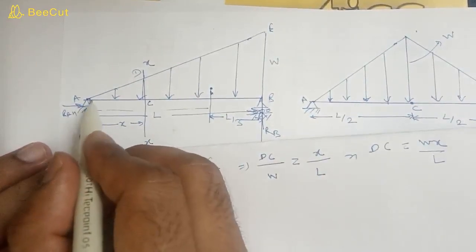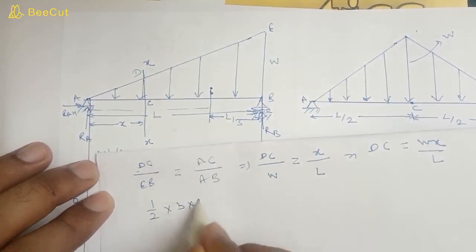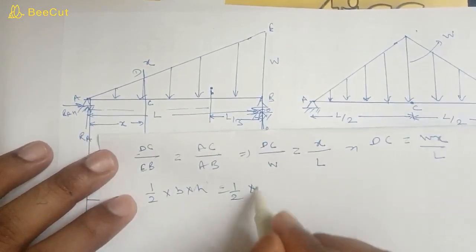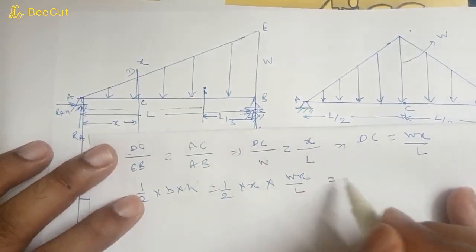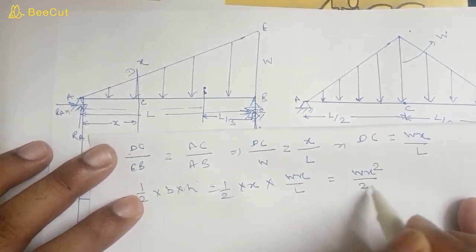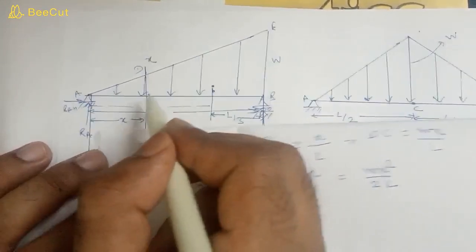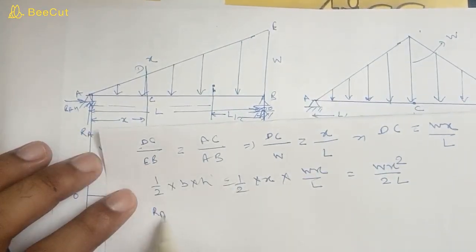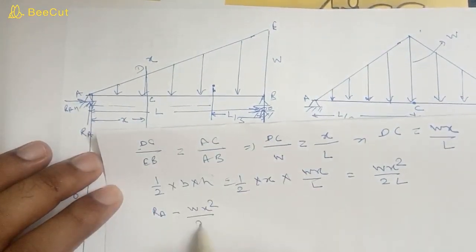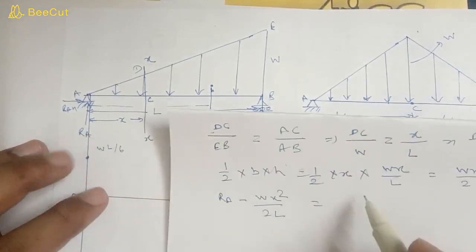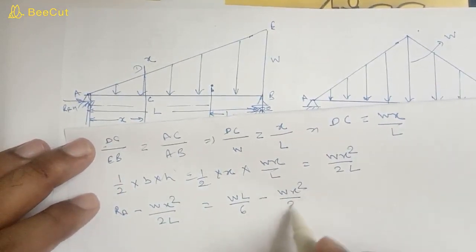Now the force due to this area is half into base into height. So half into base X and height WX by L. So it will become WX square by 2L. So the shear force at distance X will be RA minus the force due to this load, WX square by 2L. RA is WL by 6. So WL by 6 minus WX square by 2L.